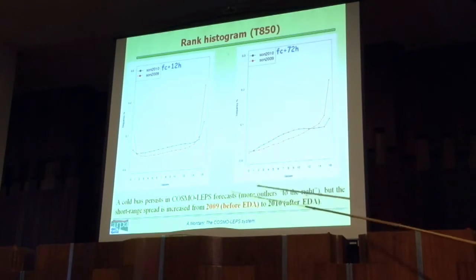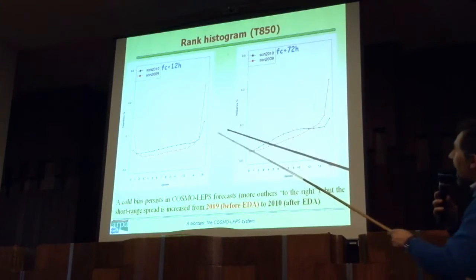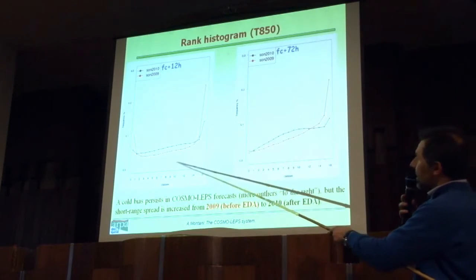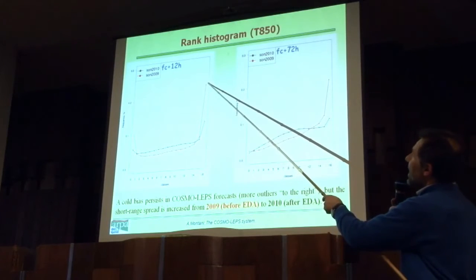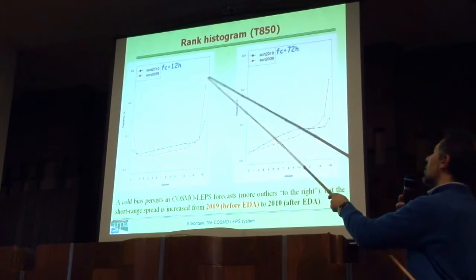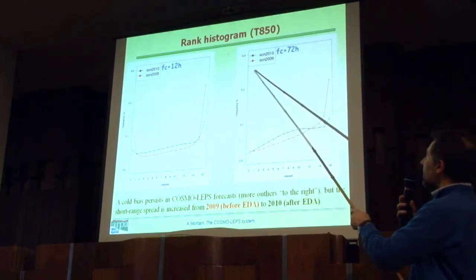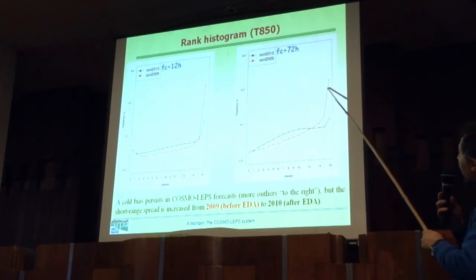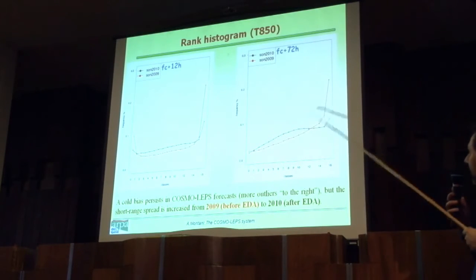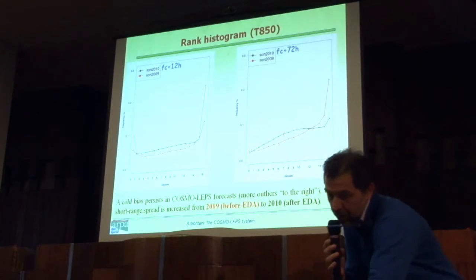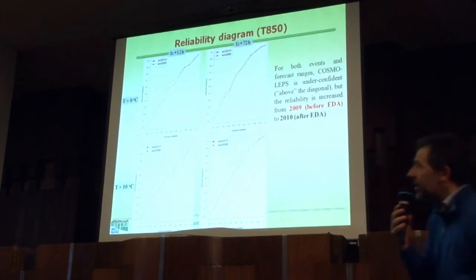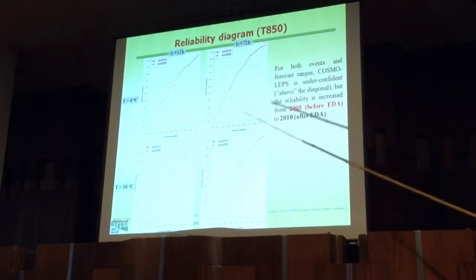But we can say that the situation has slightly improved, in the sense that this big tendency to have many situations where the analysis was warmer has decreased moving from the red to the black line. So we could see some impact in this score, and also in the reliability diagram.